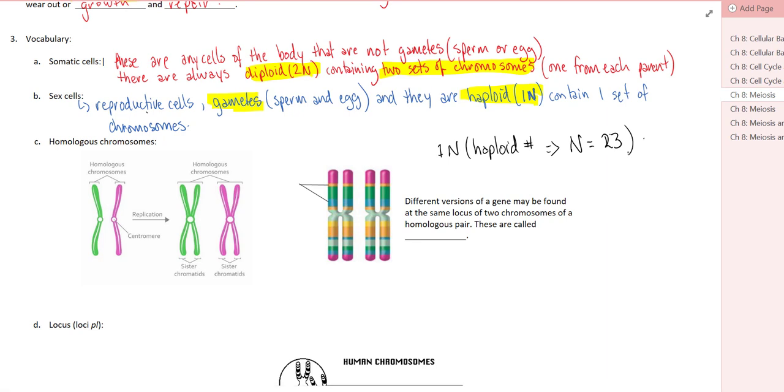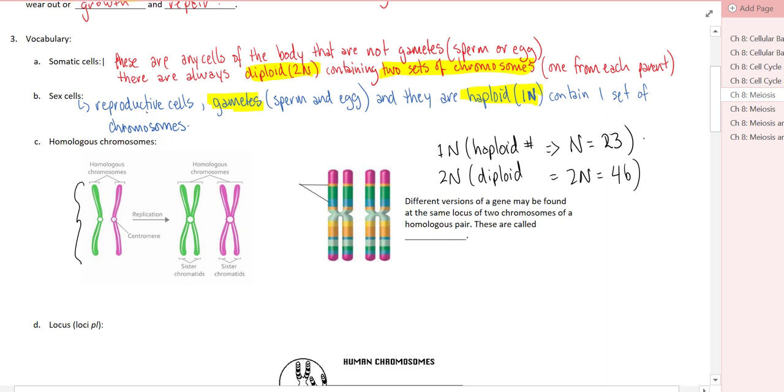But of course, as a diploid cell, any cell of your body that is diploid, the 2N number represents 46, because the cells of your body are made up of two sets of chromosomes, one from each parent, right? And what we want to understand is that chromosomes come in pairs, and we refer to these as homologous pairs.